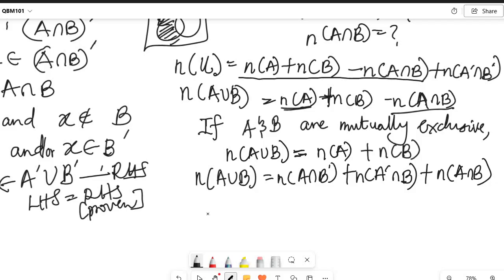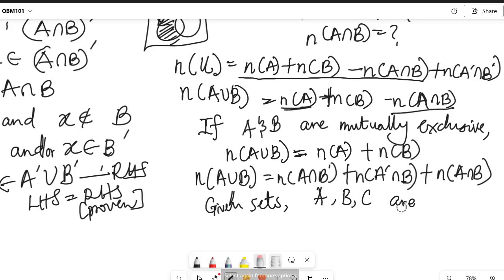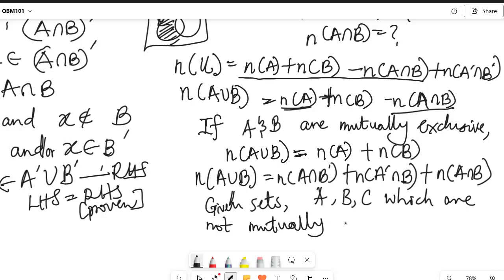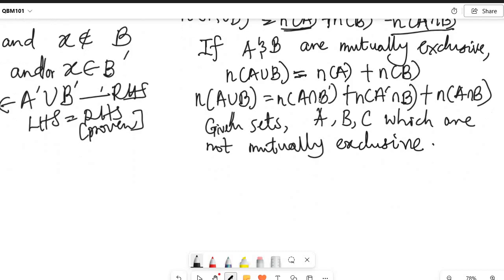All right. So let's look at three sets. Imagine you have three sets A, B, C that are given, which are not mutually exclusive. What I mean is that there is an intersection between the three sets. How do we write their union? Because there are some questions that you would simply need that equation. All right, so how do we go about that?